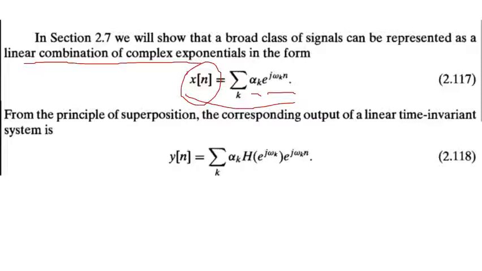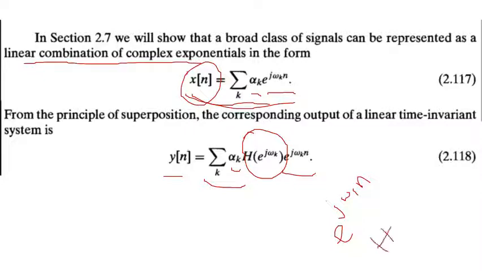One is e raised power j omega 1 n and other is e raised power j omega 2 n, and this is scaling. So if we have such thing, this whole thing will appear at the output. This is alpha k, this is e raised power j omega k n. The only thing that I want to tell you is that whatever is the input, the response will be applied to that particular frequency. For example, if the input is e raised power j omega 1 n, the response will be evaluated at e raised power j omega 1. So this is the input appearing as it is, and this is the frequency response. So from the principle of superposition, the corresponding output of a linear time invariant system is this. So whatever the input frequency is, the frequency response will be applied to that particular frequency. Let's move on to next slide.